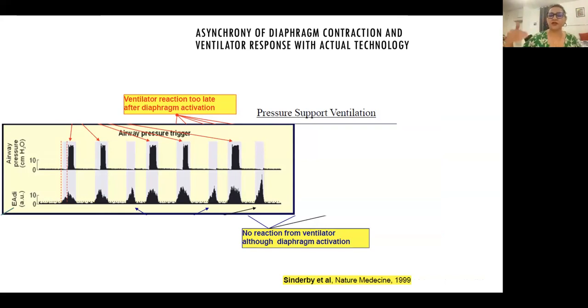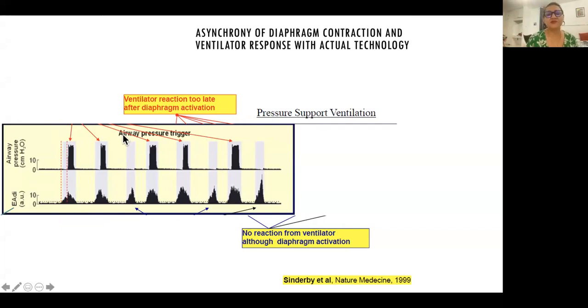it's all the diaphragm contraction which leads to the baby's ventilation. Supposing this is the diaphragmatic contraction which is happening, and you see the baby is getting pressure at this time. So the contraction started much earlier and the pressure delivered by the ventilator is quite late. This is a ventilator reaction that is too late after the diaphragmatic activation has occurred. This is happening in your pressure support ventilation.